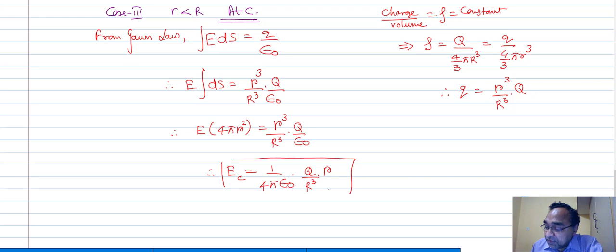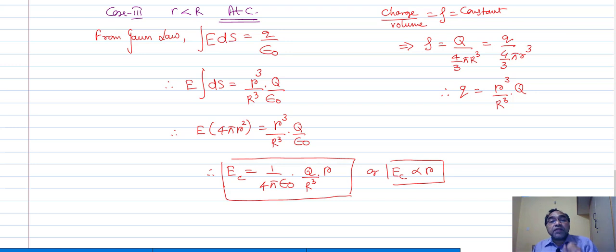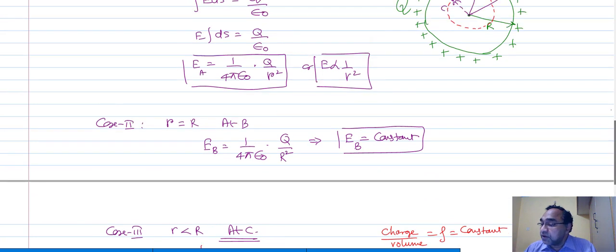Please understand this. This is the difference. Or I can say inside, E at C is directly proportional to r, only for the case when r is less than R, for a point which is inside the sphere. Now let us try to see the variation of electric field intensity with distance. That is to say, let us try to plot a graph.